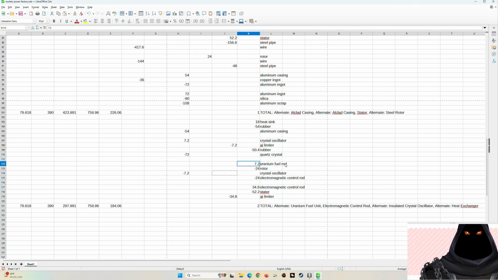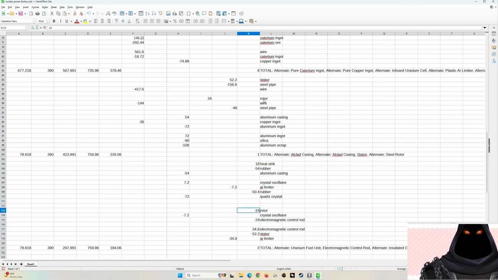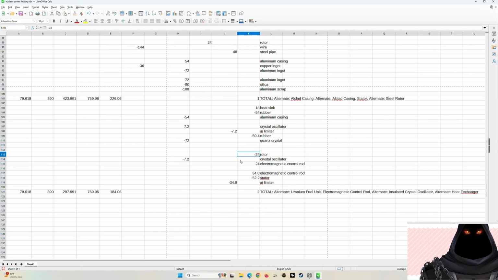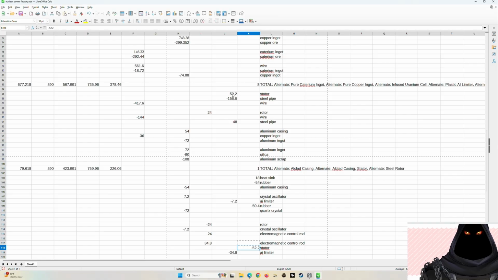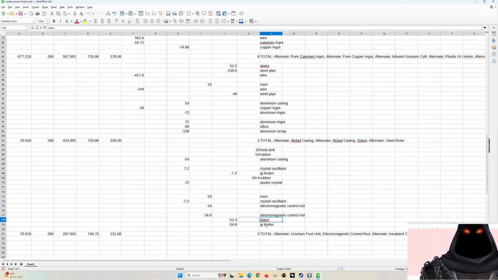Oh, that's right. Sorry. This is not included. Okay, where are the rotors? Rotors are I. Okay. Electromagnetic control rod. Guess it doesn't matter. And where are the stators again? Stators are J. Okay.